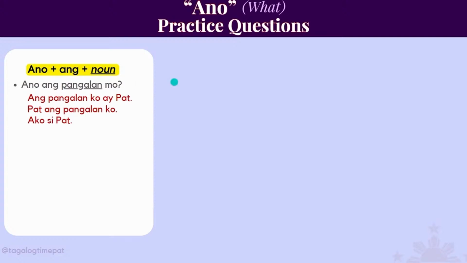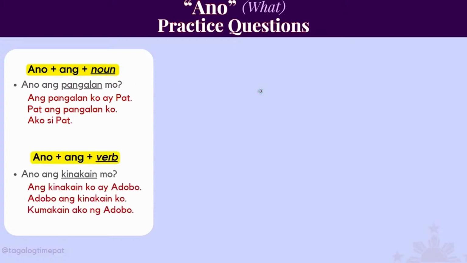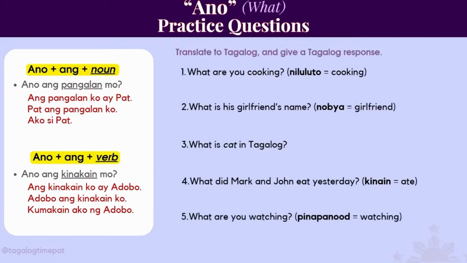And then the next example we learned was ano ang plus a verb. So ano ang kinakain mo? What are you eating? And then those are the responses. Kumakain ako ng adobo. Now what I want you to do is to translate these examples. So they're in Tagalog. I want you to translate them to English.